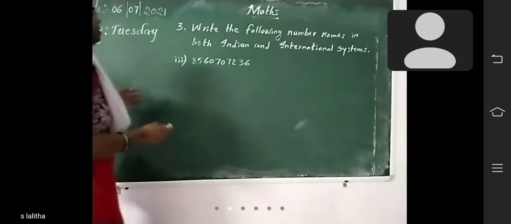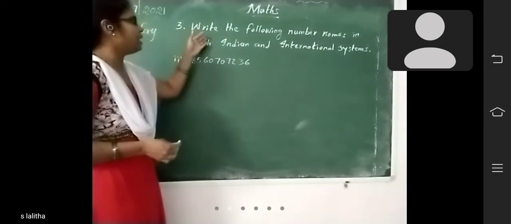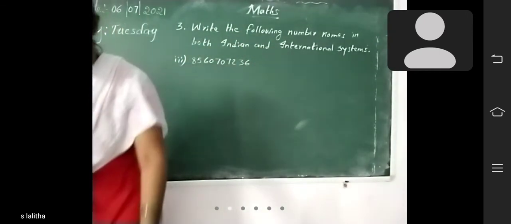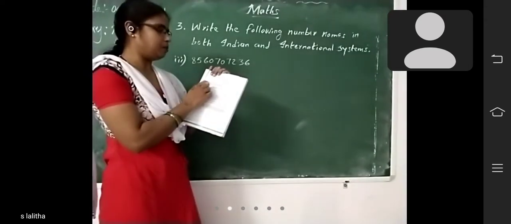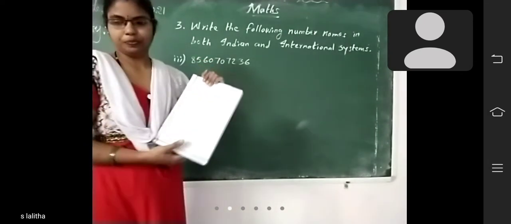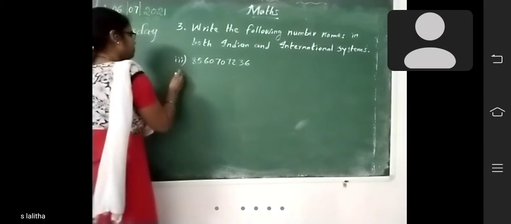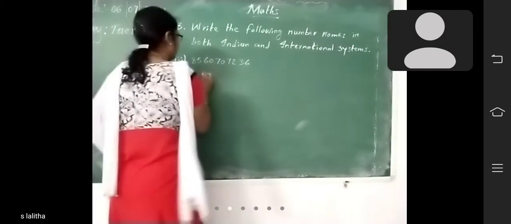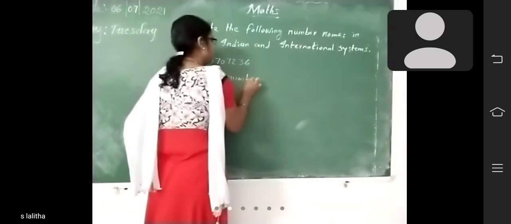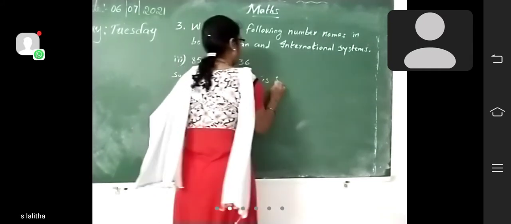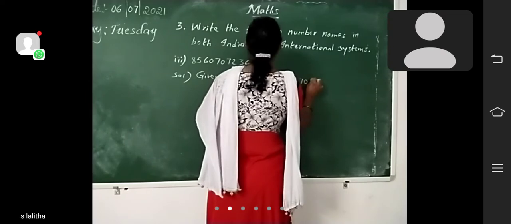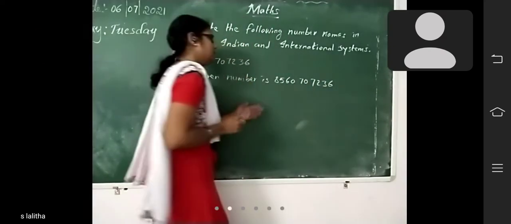Okay. Next, let's see the third question. Write the following number names in both Indian and international systems. Okay. In the third, I see three problems are there. First and second, you can do as homework. I will tell the third sum now. Okay. What is the number given? So the given number is 8560707236. This is the given number.